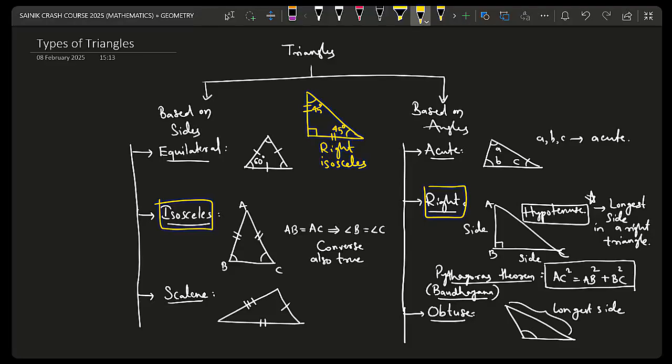Aryan, what is your doubt? Sir, you said equilateral, isosceles, scalene triangle. Do they have a meaning, or is it just a name? It is just a name having the definition. Equilateral means all the three sides are equal. Isosceles means two sides are equal. Okay, sir.